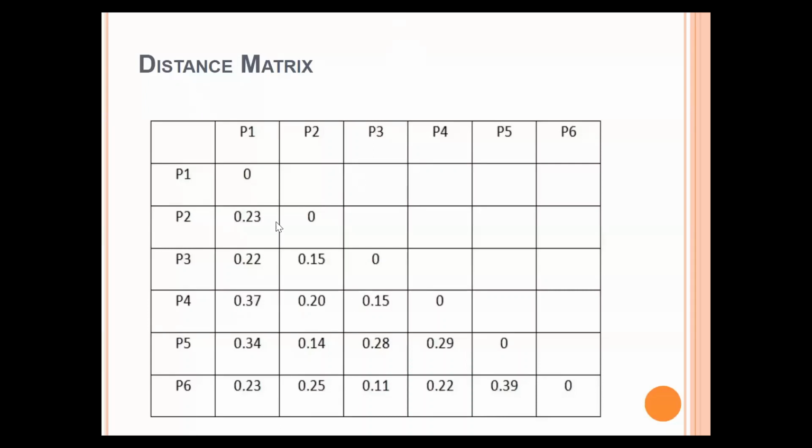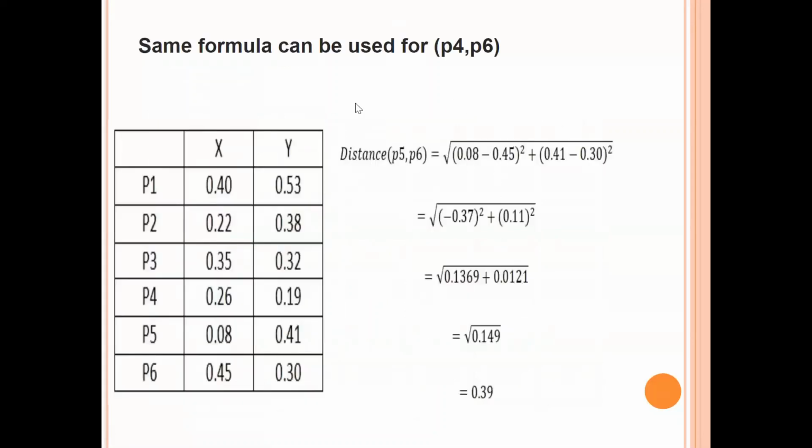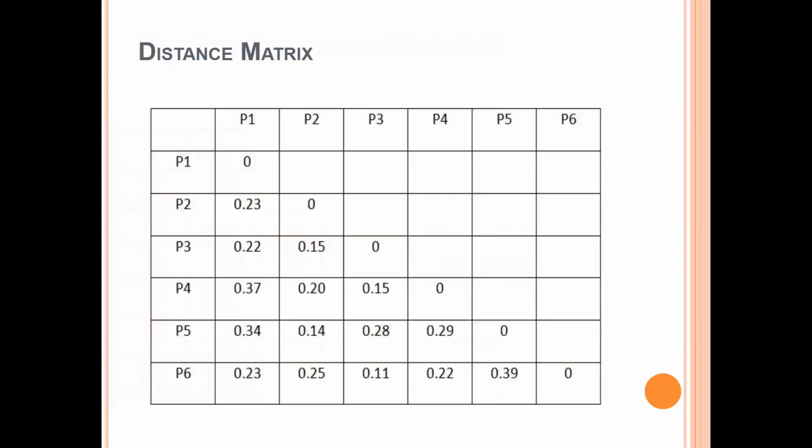Okay, so we were talking about this distance matrix. How did we get this distance matrix? Here again we will look at how we are finding it. You can see that while finding the distance between P5 and P6, we are using the values given in this matrix. Here you can see P5 to P6. The value on the x is (0.08 minus 0.45) whole squared plus (0.41 minus 0.30) whole squared. Okay, so like this we will solve the formula and we get the distance between P5 and P6.